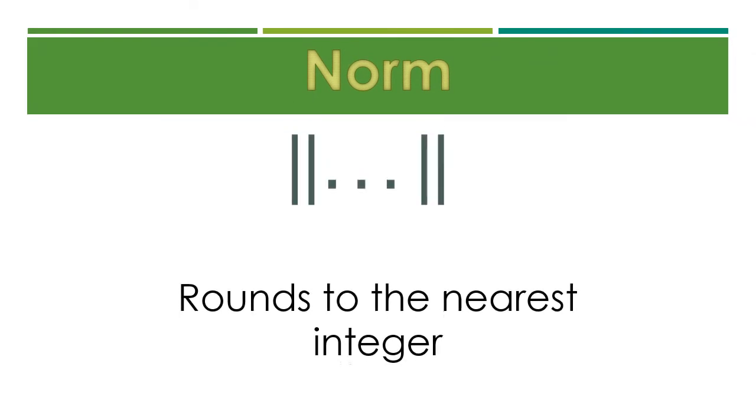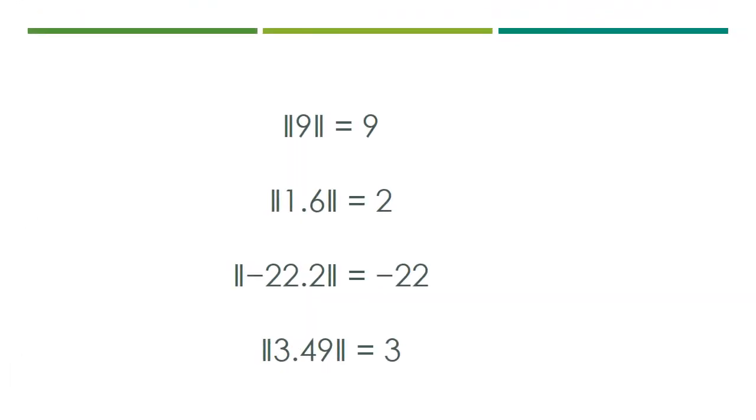A norm looks a lot like the absolute value symbol, except instead of just being two single outside lines, it's two double outside lines. A norm rounds any number to the nearest integer. So as we can see, this isn't an integer, nor is this or this, and when we round it to the nearest integer or the nearest whole number, this is our result.